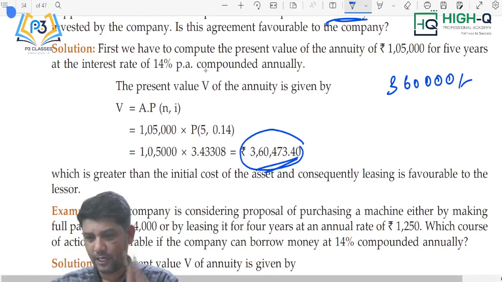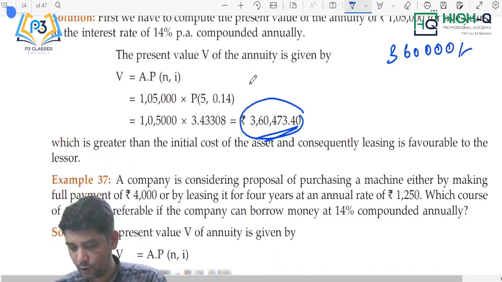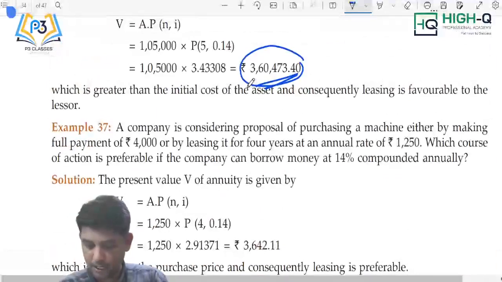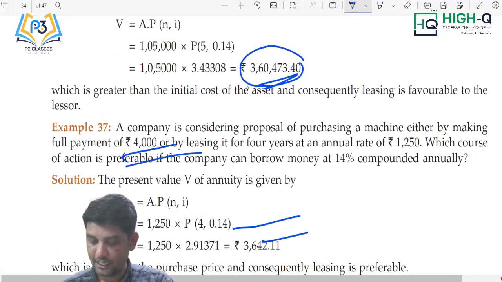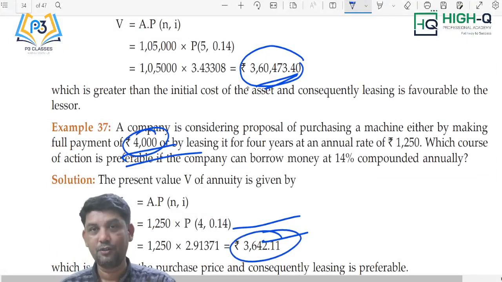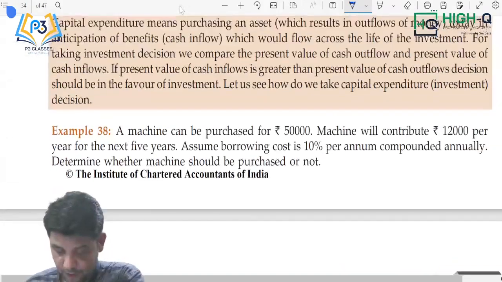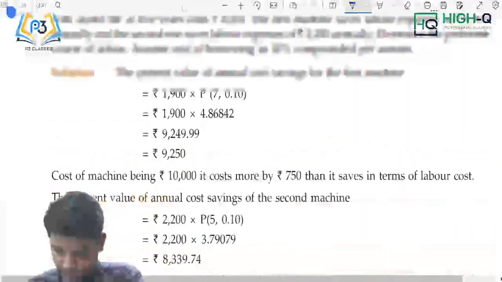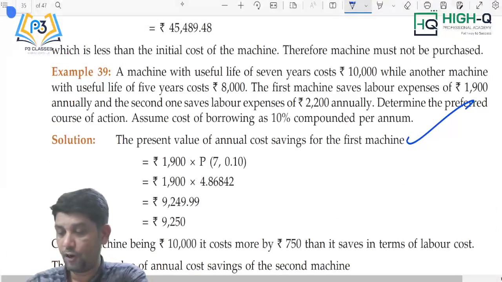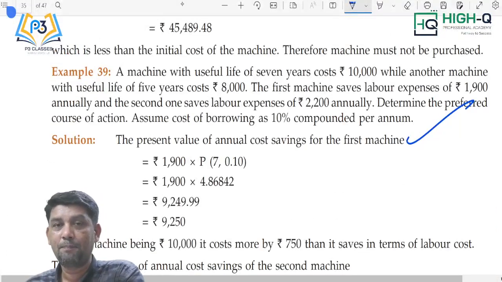So whenever these types of questions come, always find the present value and check. Okay, sir, 3,642, less than that. So I think this one is favorable. So this is the call you need to take. Not only this sum, there are others. All four sums are of the same type. Please note them down. One of these four sums is going to come in the exam.